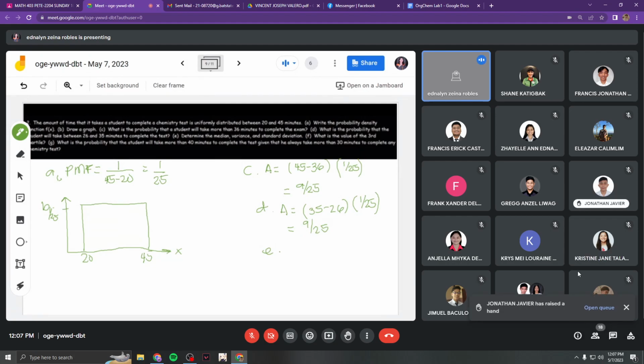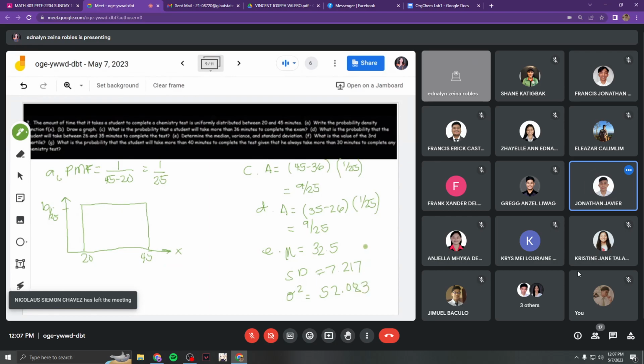Yes, Jonathan. Ang mean po ay 65 over 2 or 32.5 po. Sunod, ang standard deviation po, 45 minus 20 over square root of 12, ang sagot po ay 7.2168783 and so on. Tapos po, yung variance po ay 52.08333333 po. Okay.